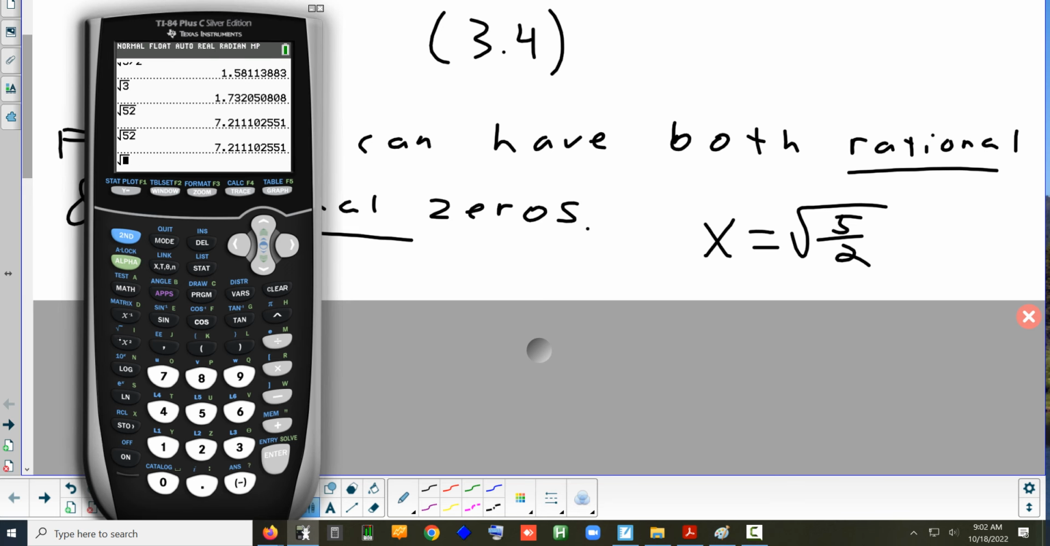square root of 5 over 2. There we go. You get 1.5811, and it keeps going. This number, 1.58113883, you could never write that number as a fraction. It's impossible. It's not like 0.75, and you could just write it as 3 over 4, or 0.5 is 1/2. This number is not a fraction. It's like the number pi. The number pi cannot be written as a fraction.